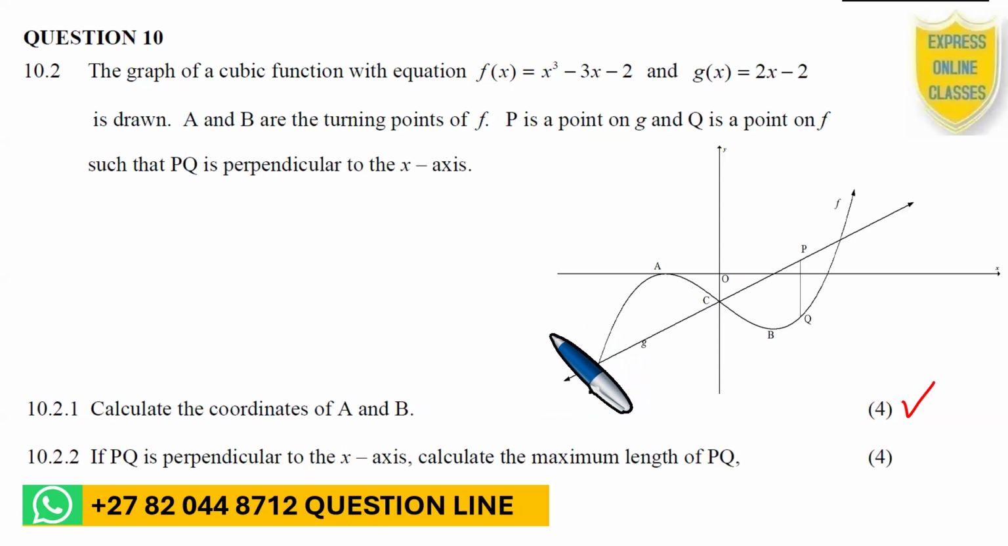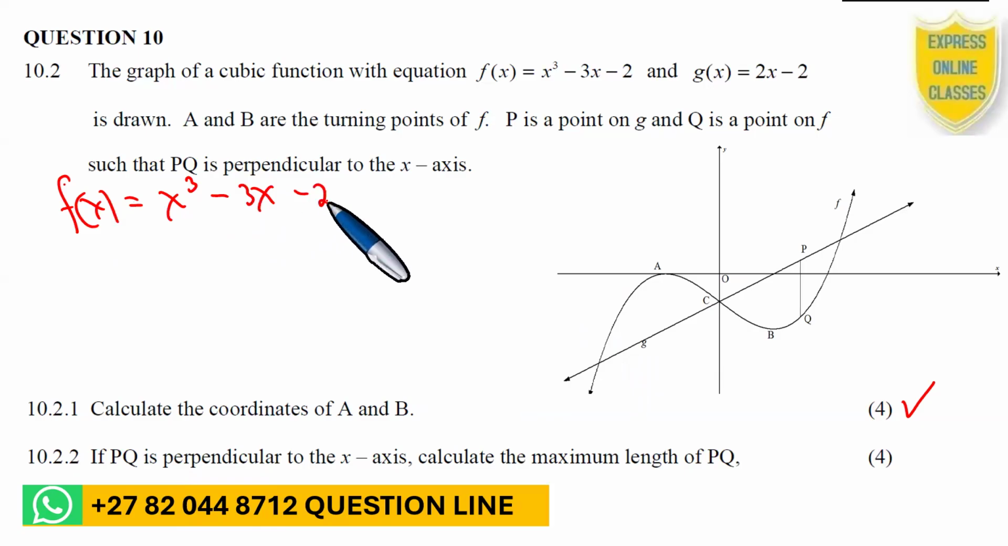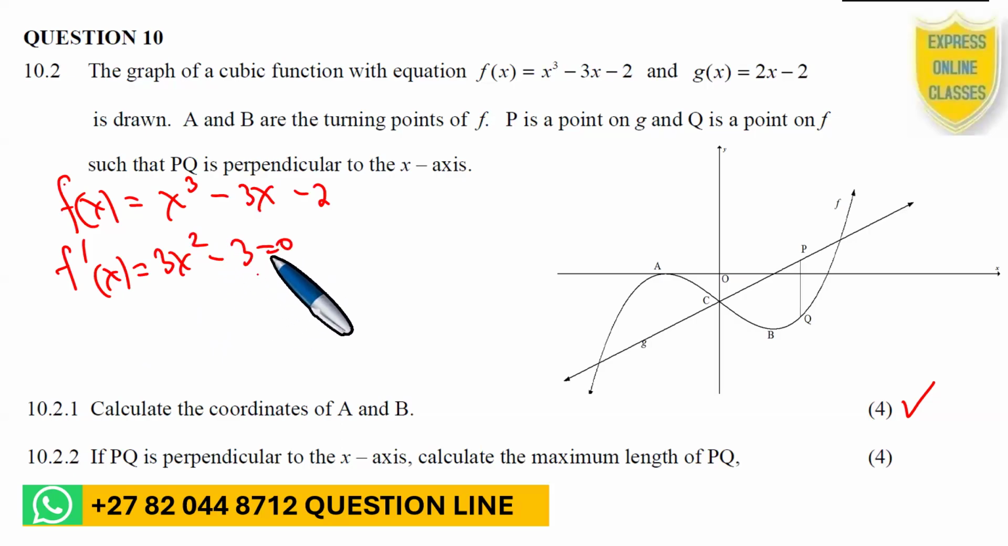You have exactly the following there in 10.2.1. Okay, you note that f of x is given by x cubed minus 3x minus 2, and we find the derivative of this, which is exactly 3x squared minus 3, and this derivative is equal to 0.